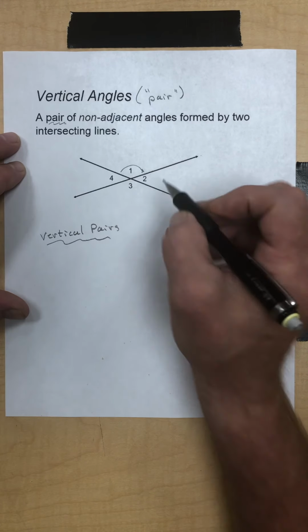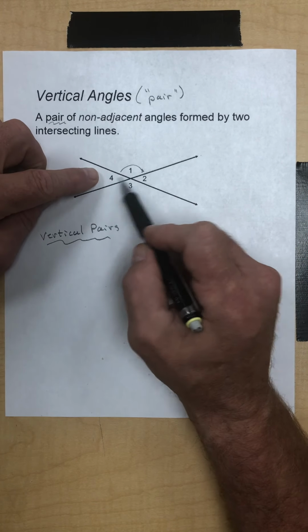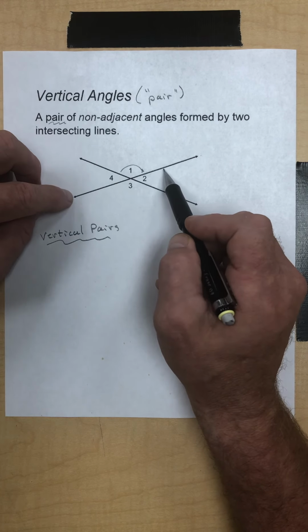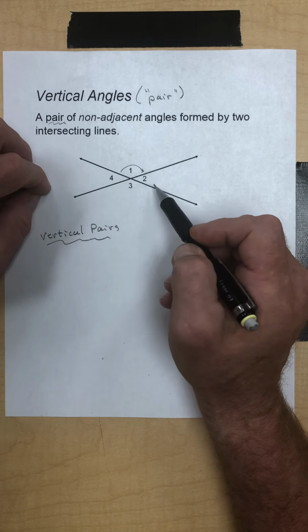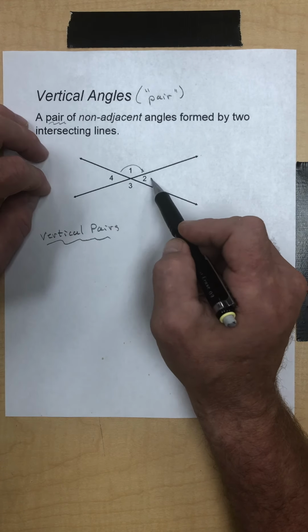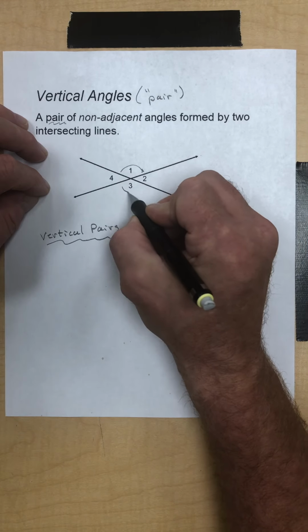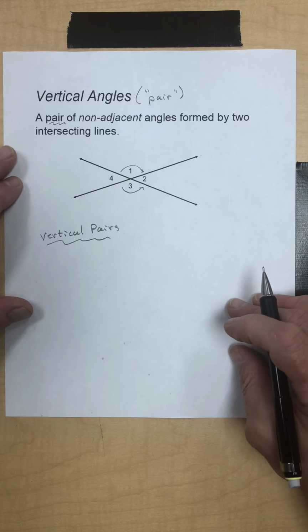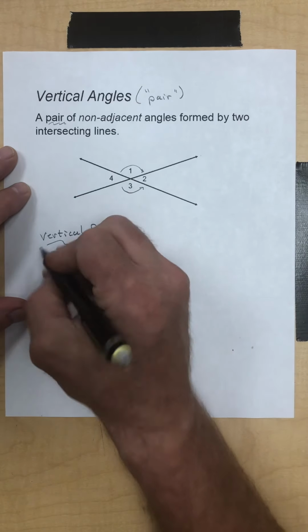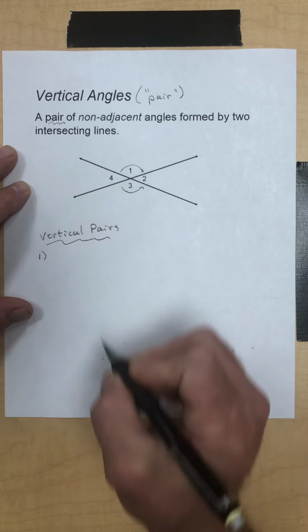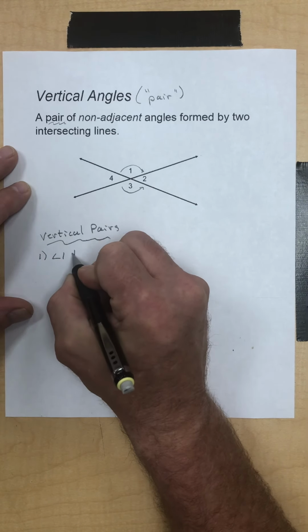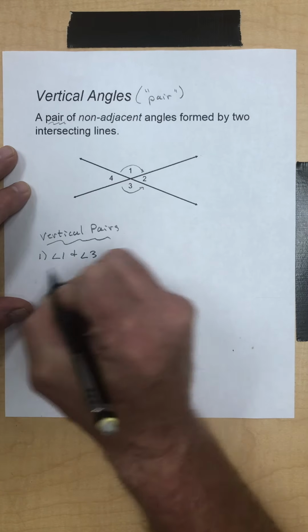And so if I look at 1 and 4, well, it's the same thing. 1 and 4 are adjacent because they share a side, okay, and a common vertex. Notice their non-common sides form a line. Okay, so I can't pair 1 up with 2 or 4, so I have to pair it up with 3. Okay, and notice that 1 and 3 are definitely non-adjacent. Okay, so one vertical pair would be angle 1 paired up with angle 3.